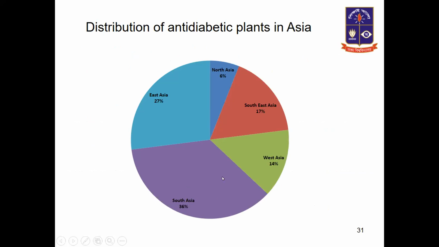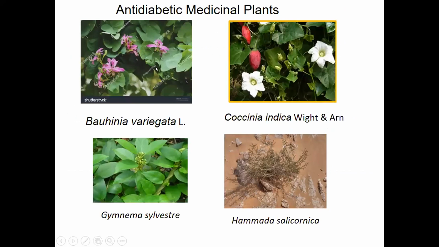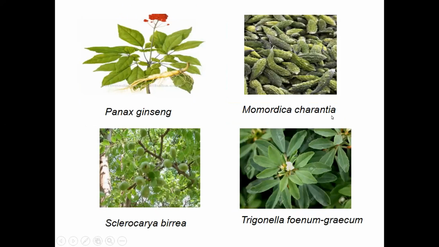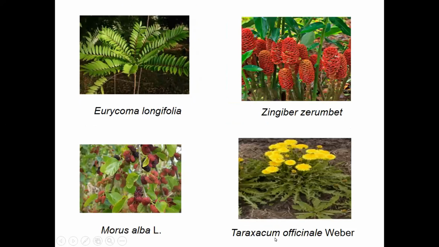You see from these slides the pictures of different anti-diabetic medicinal plants, like Bauhinia variegata, Coccinia indica, Gymnema sylvestre, Amaranthus, Panax ginseng, Calotropis gigantea, Morus alba, and Taraxacum officinale. All these different kinds of medicinal plants are being used for the management of diabetes in Bangladesh and some parts of India.